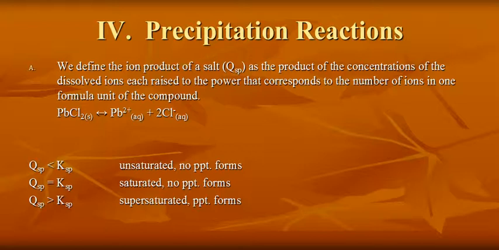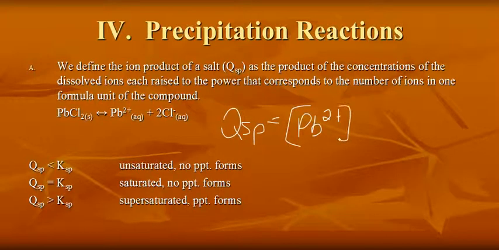We're going to define the ion product of a salt, QSP. Let's look at this example reaction involving lead 2 chloride. If I want to write the expression for QSP, I would simply take the concentration of lead ions times chloride ions squared because of the coefficient.